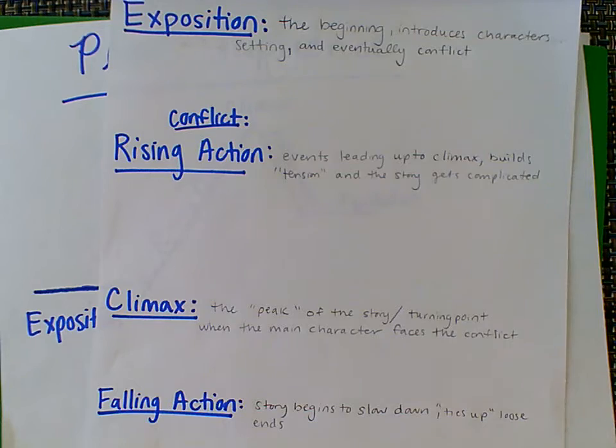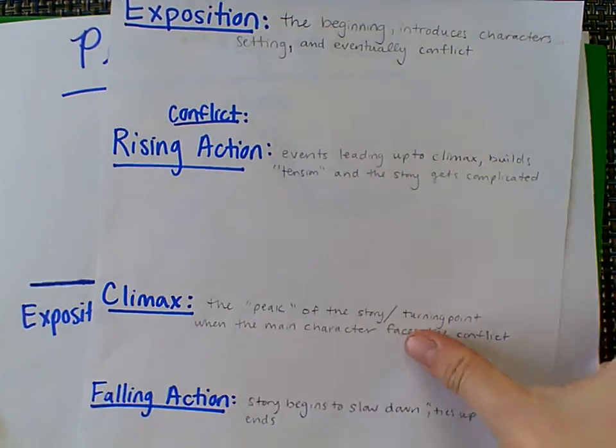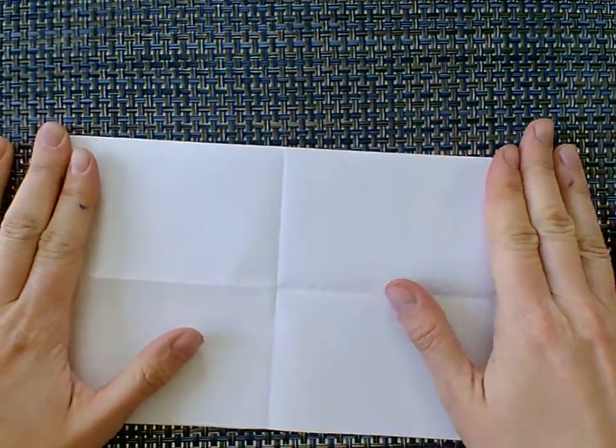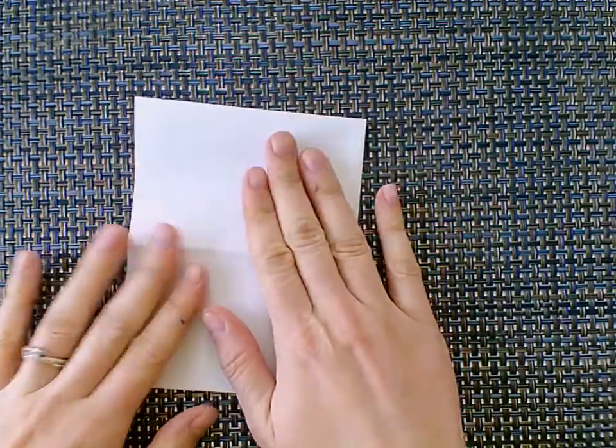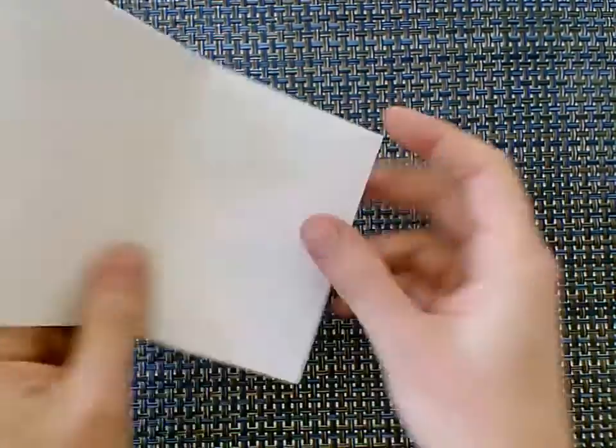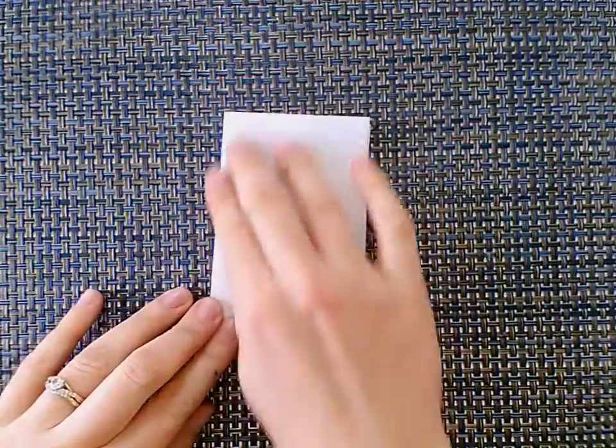Once you've done so, then, this is the fun part, you take out a sheet of just plain white paper. And what you'll do with that white paper is you'll fold it in half. And then you'll fold it in half again. And then you'll fold it in half again.